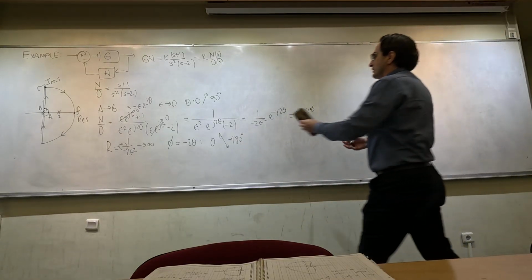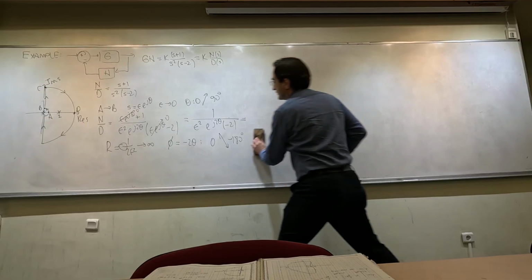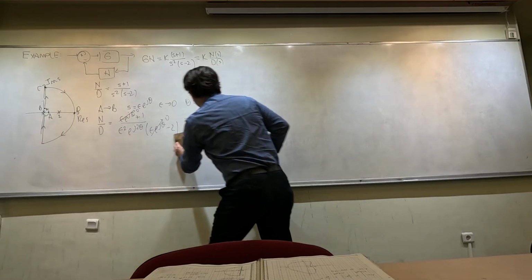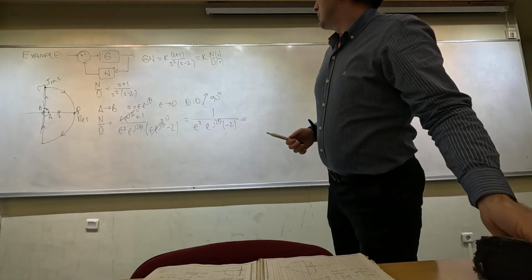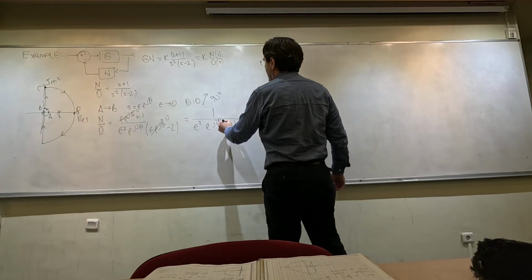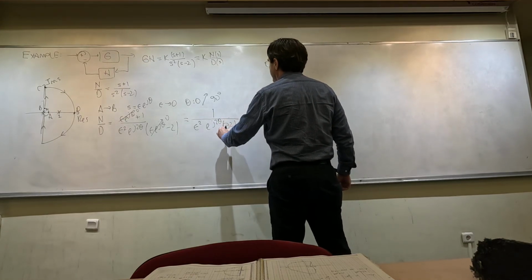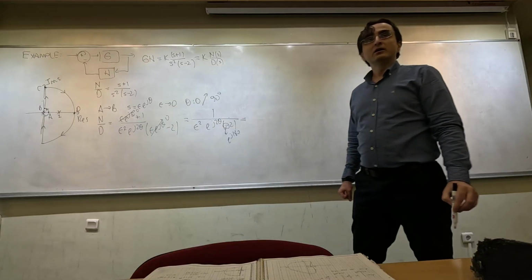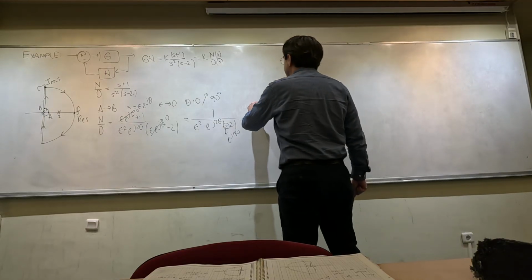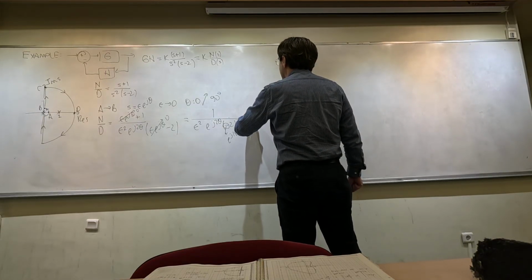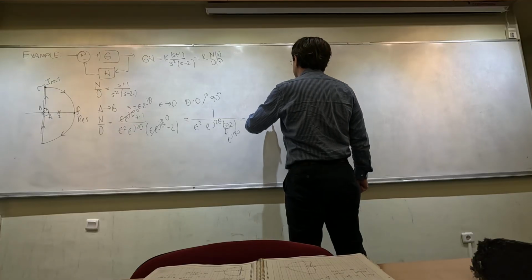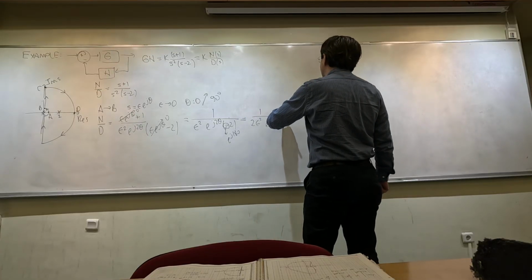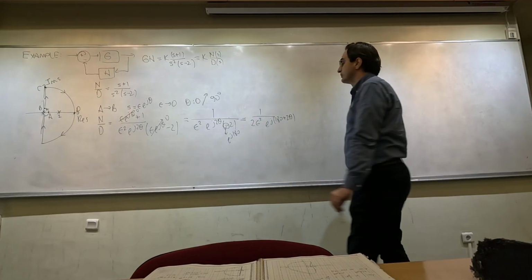But instead I should do something like this. So I'm erasing this part. So I have to do the following. I'm going to take this minus 1. I will write it e to the j 180 degrees. Okay? It is something like this, and I can write this as 1 over 2 epsilon squared e to the j 180 plus 2 theta.